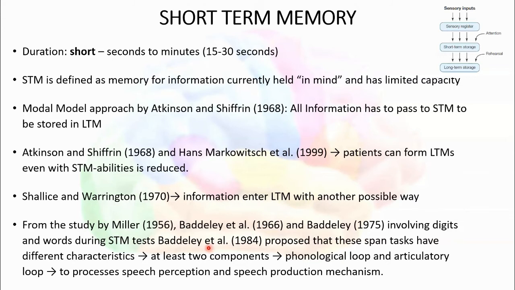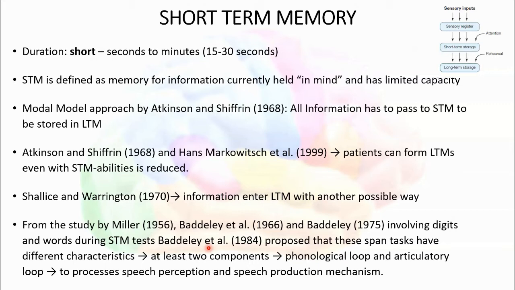Short-term memory is defined as a memory for information currently held in mind and has limited capacity. Short-term memory has a longer time course than sensory memory, around seconds to minutes. For example, based on Miller in 1956, you can hold between 5 to 9 items in short duration. For example, you can hold around 7 items and only for 20 seconds.